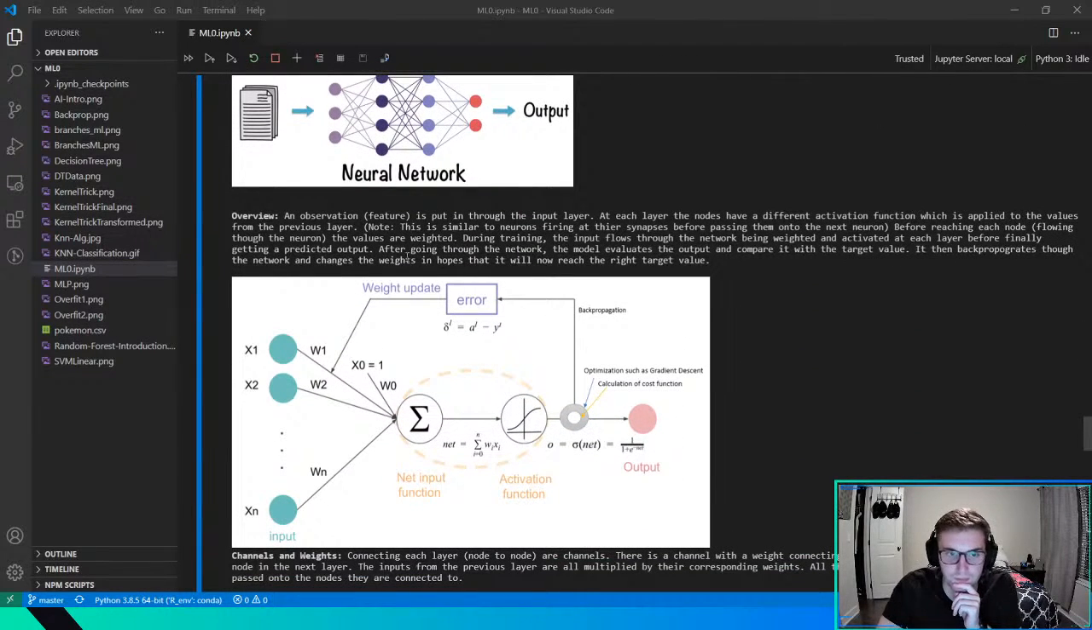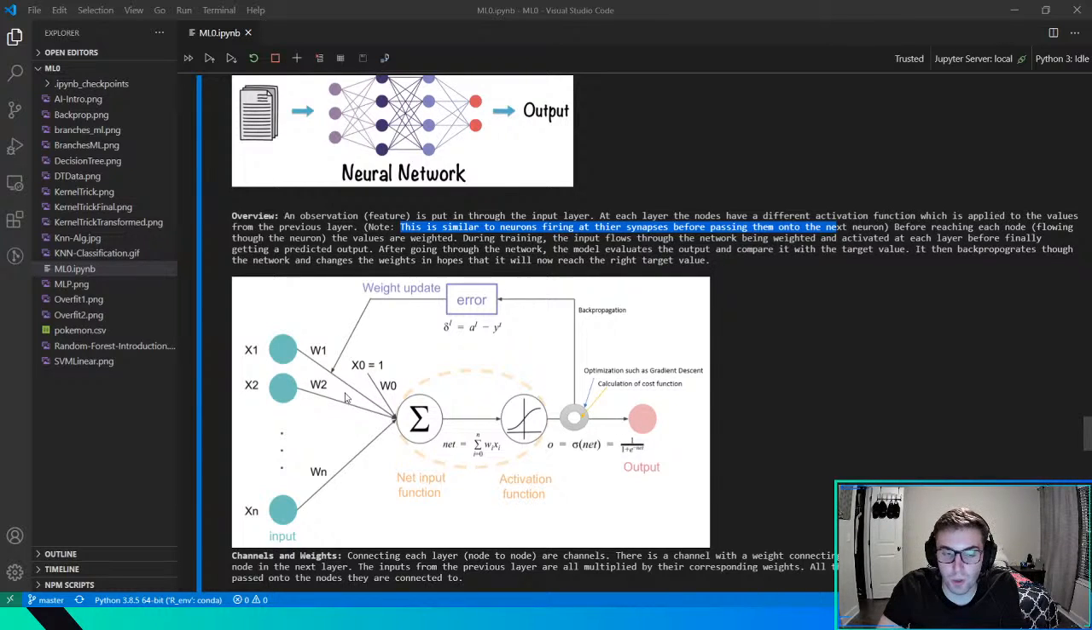So let's talk about the overview. An observation or feature is put into the input layer. At each layer, there is a different activation function, which is applied to the values from the previous layer. It's similar to neurons firing their synapses before passing on to the next. An activation function is basically a nonlinearity function that most of the time will bound the value between 0 and 1. So say you have an input of like 100, it'll bound it really close to 1. This does a lot of things, but it basically makes it nonlinear, allowing you to model nonlinear relationships.